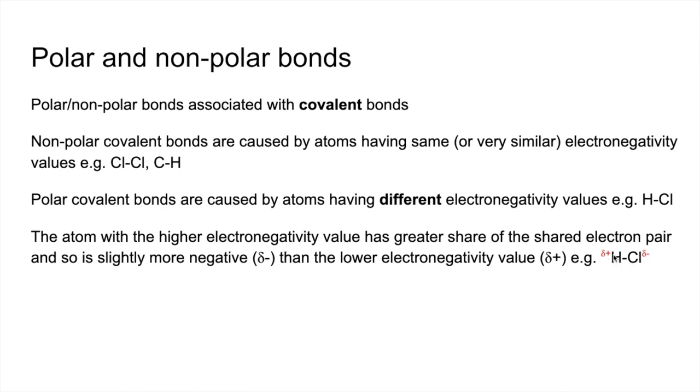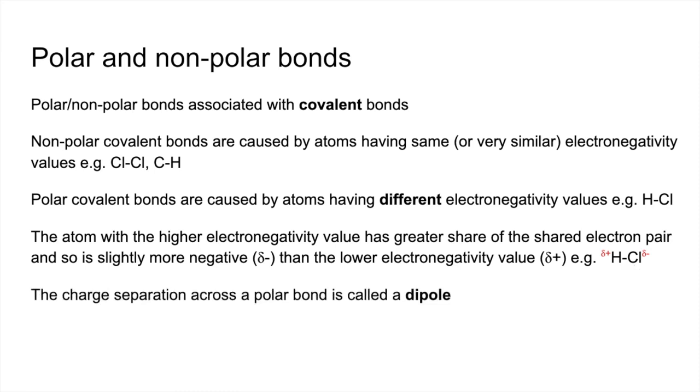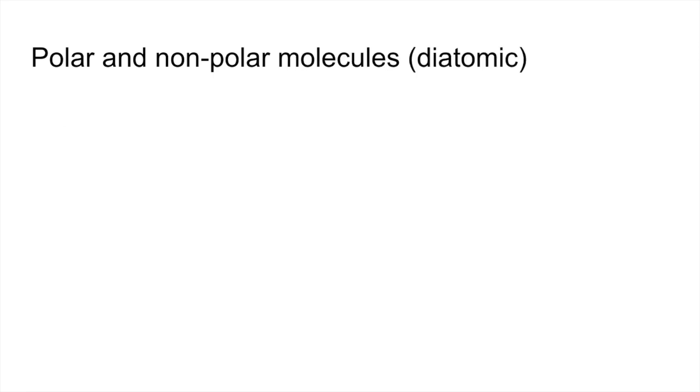Now obviously in the exam you'll be given electronegativity values, you don't have to memorize the different values. And finally, the charge separation across a polar bond is what we call a dipole. So if we move on to molecules now, we'll start with diatomic molecules.